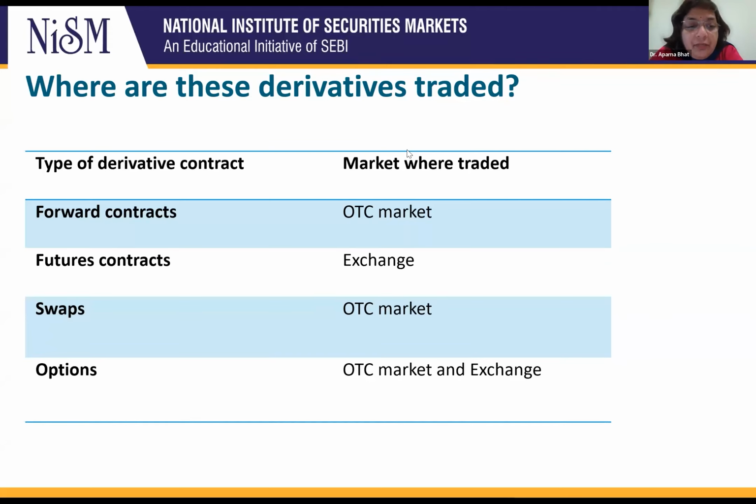The third kind of derivative is the swap. Again, this is a contract which is traded in the OTC market. Like in the earlier example, we talked about the company and the bank. So who decides the terms and conditions? It is the company and the bank. They themselves decide all the terms and conditions. So it is traded in the OTC market.